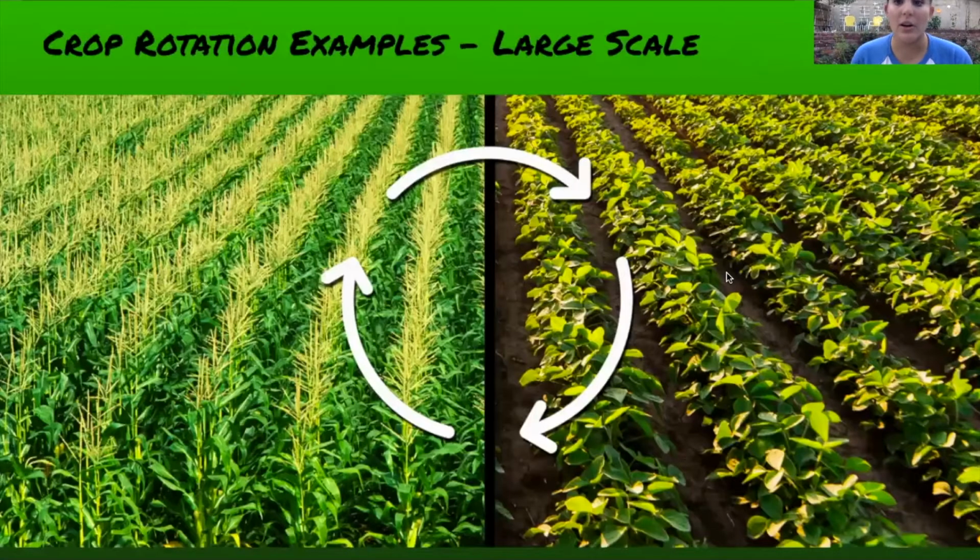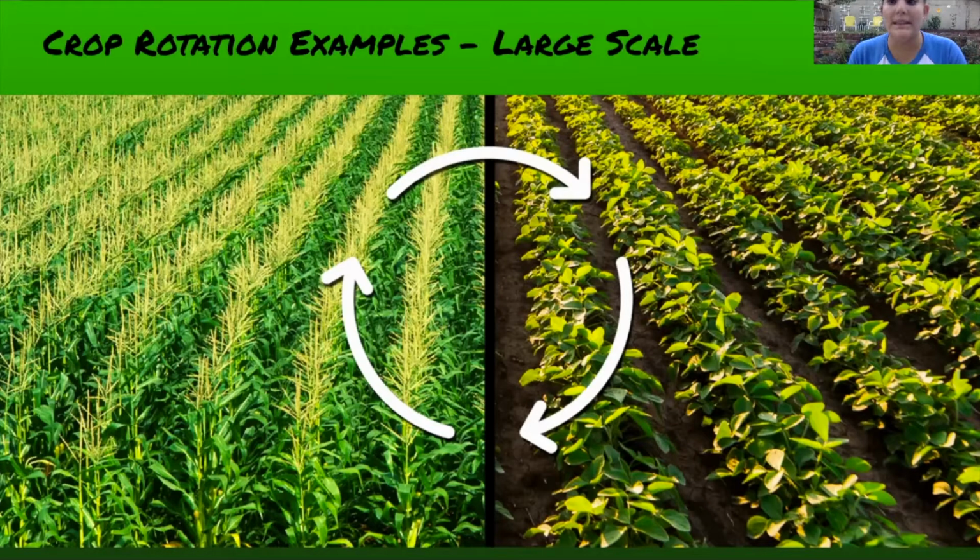So here's a crop rotation on a large scale. So this is like at a farm level, and they have corn rotating with soybeans. So the corn, say, would be in one half of the farmer's field, the soybeans maybe the other, and they swap year after year.